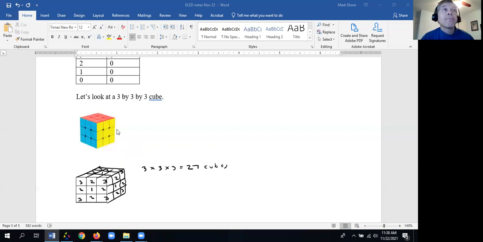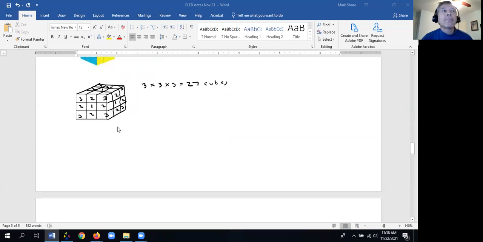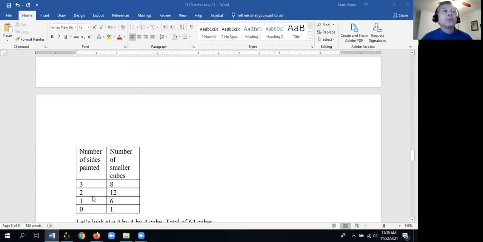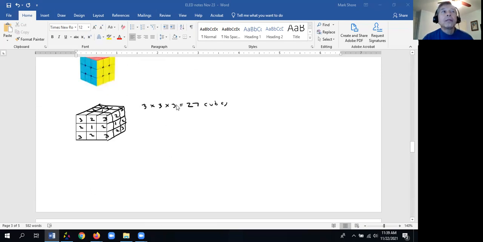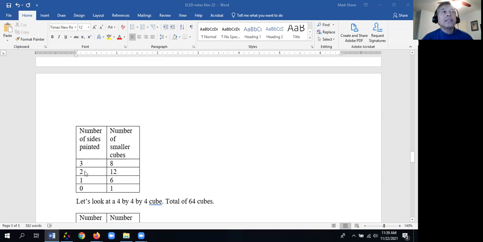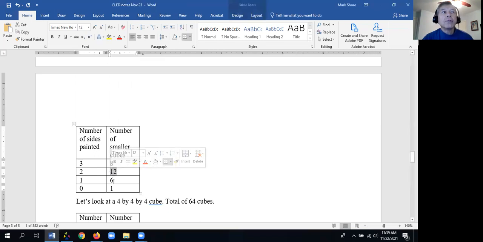It's hard to do that without a physical thing. And I'll show you that when we get up to a 4 by 4. I don't have a 3 by 3 yet. So there are 12 cubes that have 2 sides painted. Now remember, we know what the total number of cubes are. It's 3 times 3 times 3, or 3 cubed, which is 27. So this is one of the hardest ones to do, 2 sides painted. So if you don't know this one, you can get the other ones and subtract it from 27.